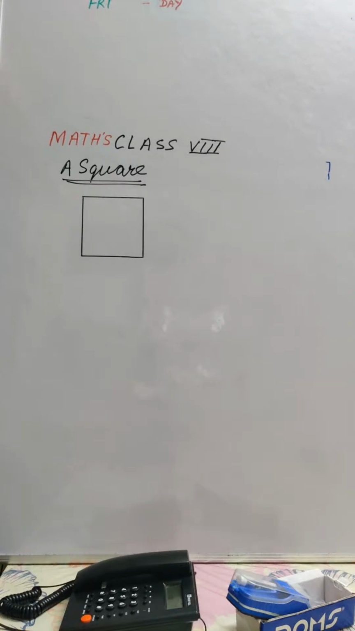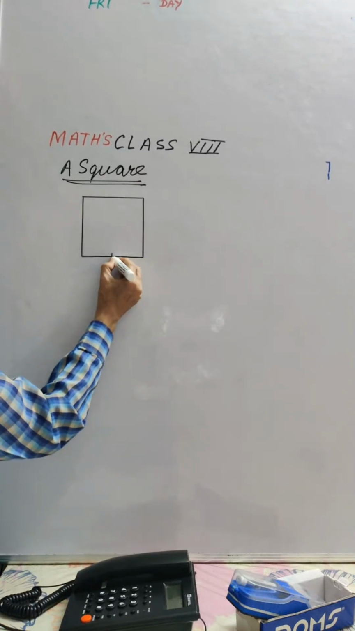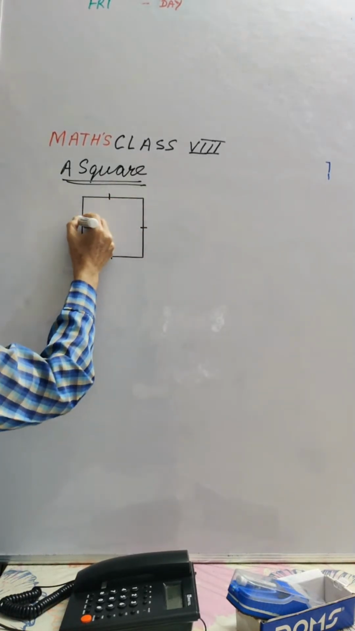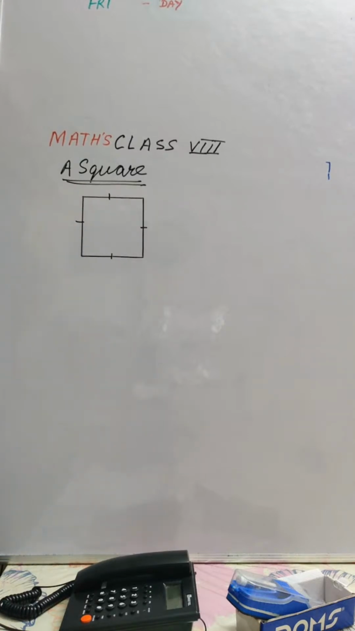This is a square, which has all the properties of a rectangle, and extra, all the sides are equal. This is a rectangle with all the sides equal. This side is equal to this side, equal to this side, equal to this side.